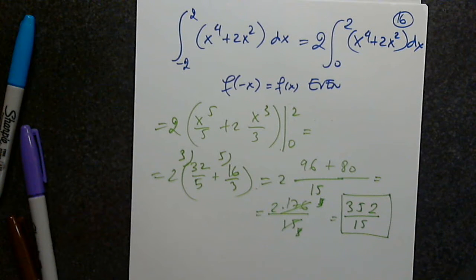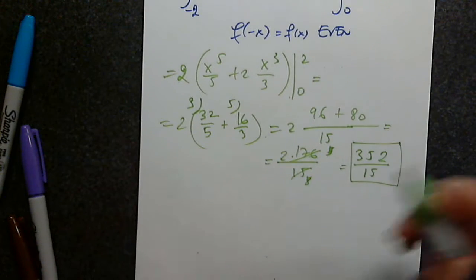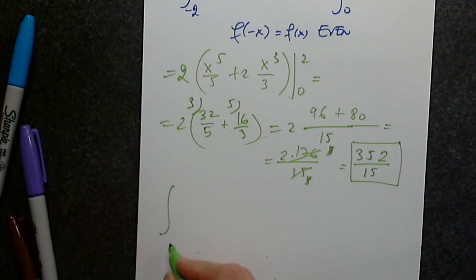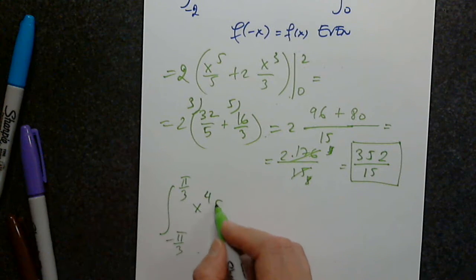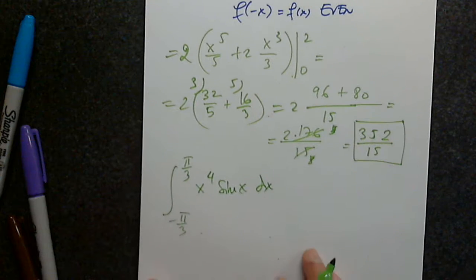Okay. Here's another example, and I like to copy one from the book. Okay, ready? The integral from negative pi over 3 to pi over 3 of x to the 4th sine x dx.